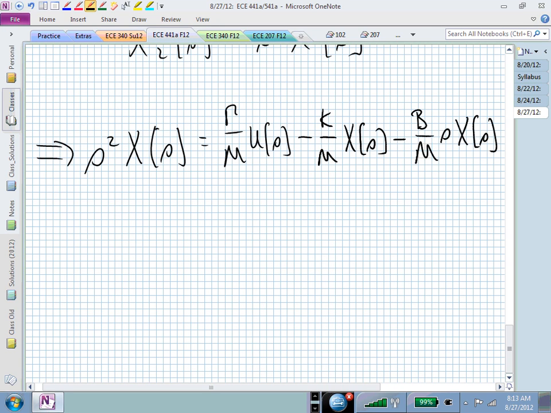And I can collect all of those. And first, let me just clean this up by getting rid of those fractions. Let me multiply both sides by capital M, the mass.